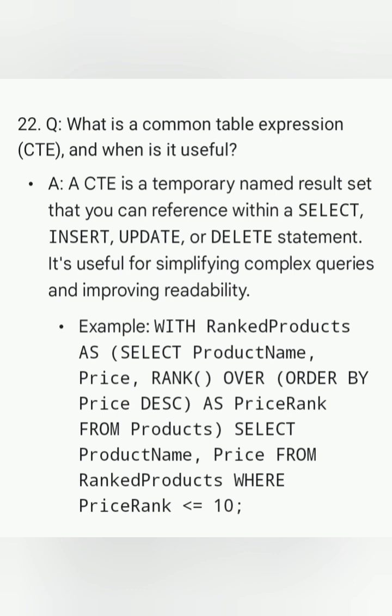22. Q. What is a common table expression, CTE, and when is it useful? A. A CTE is a temporary named result set that you can reference within a select, insert, update, or delete statement. It's useful for simplifying complex queries and improving readability. Example. With ranked_products as (select product_name, price, RANK() OVER (ORDER BY price DESC) as price_rank from products) select product_name, price from ranked_products where price_rank <= 10.